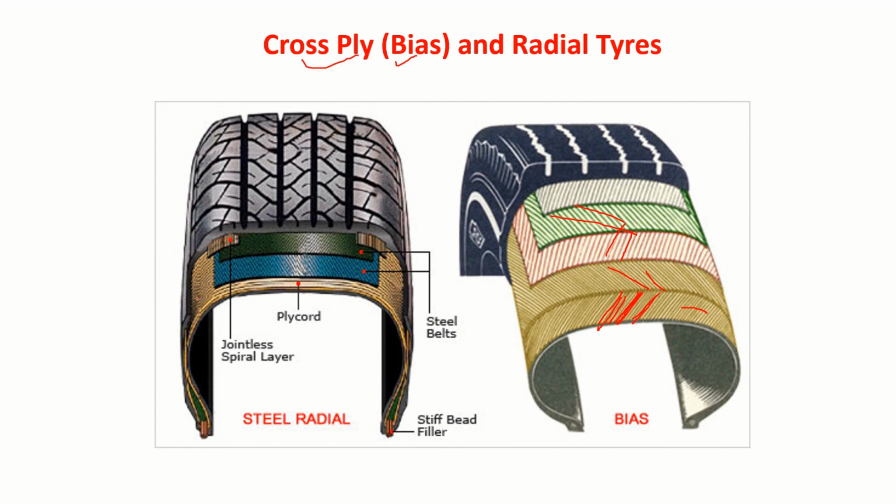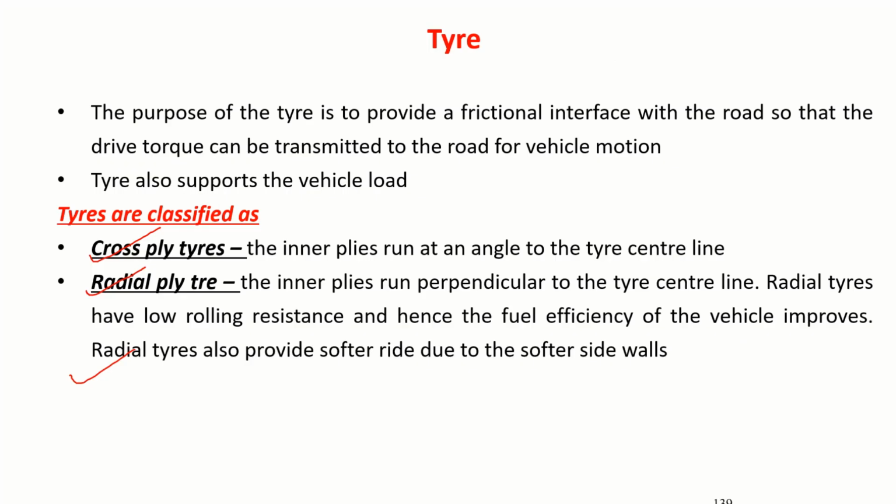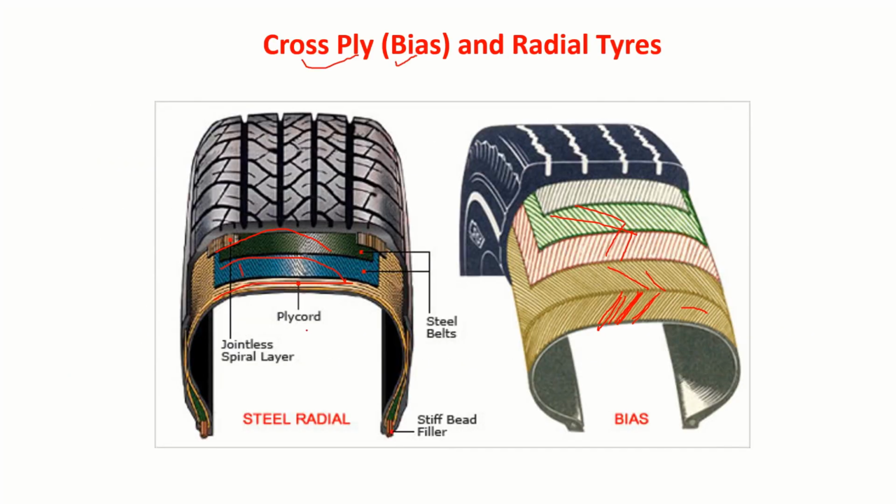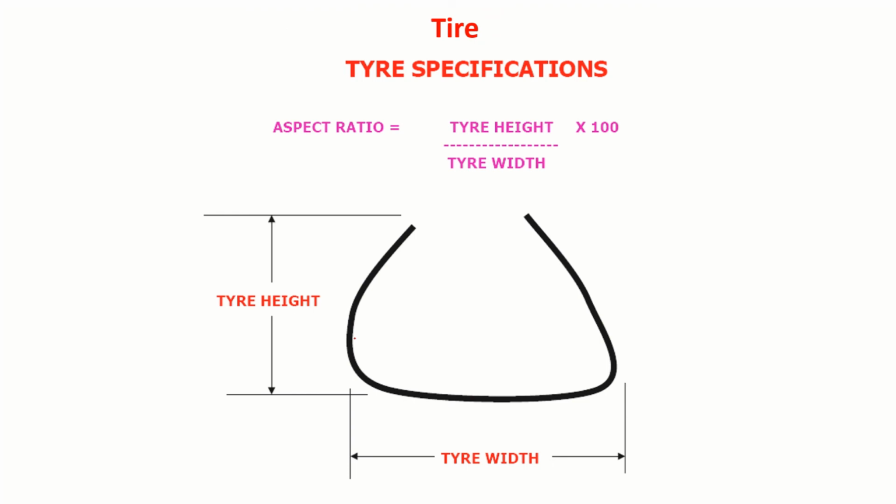Radial is not like this. The same thing, one over the other, we go on putting those ply cords. Of course, we'll have steel plies, a steel belt, and again you'll have ply, like this. This is what we call a radial tire. So for cross ply and radial tire, the difference can be understood by running this video.